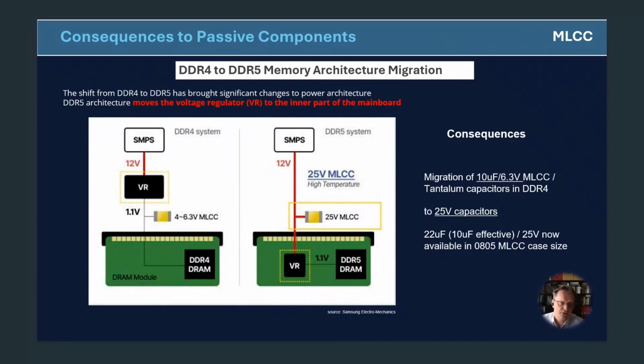Another challenge associated with the shift of memory architecture to DDR5 is that DDR5 already has a voltage regulator inside of the chip. So in DDR4, we had a voltage regulator outside of the chip, moving 12 volts to low voltage, using 10 microfarad 4 or 6.3 volt MLCC or tantalum capacitor. In DDR5, we have a 12 volt line, so we require 25 volt capacitors from MLCC to get better stability of capacitance. What is released in this field are 22 microfarad 25 volts already in 0805 with effective capacitance around 10 microfarad.